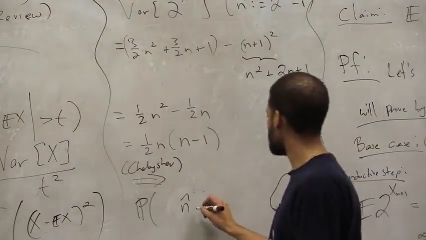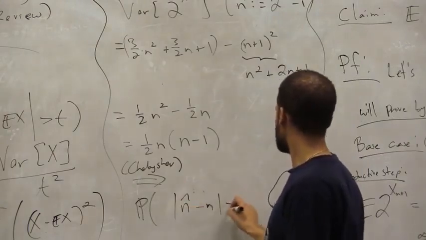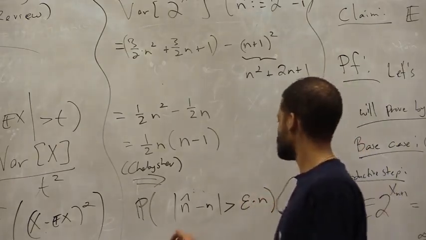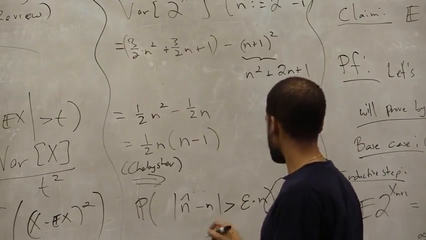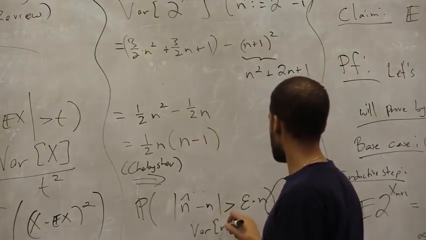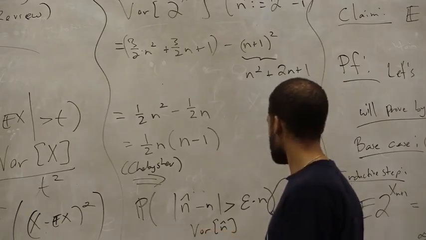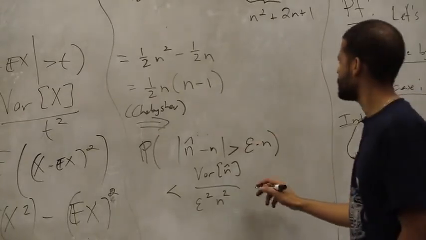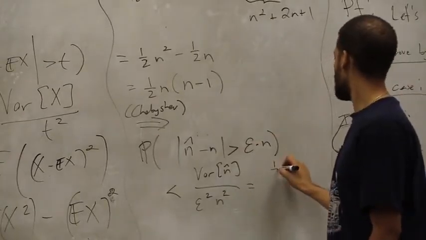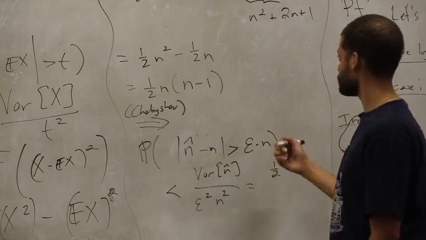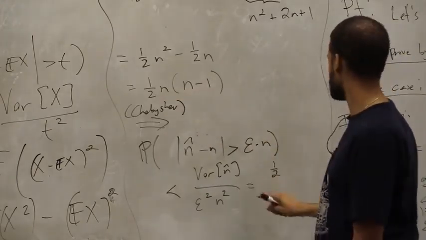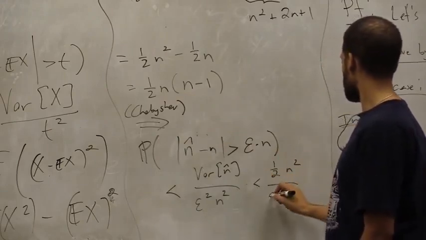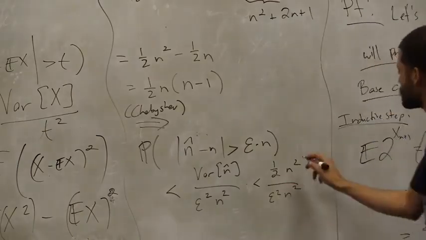So the probability that n hat minus n is bigger than, let's say, epsilon times n is at most the variance of n hat over epsilon squared n squared. And the variance we said over here is less than 1/2 n squared, over epsilon squared n squared. So the n squareds cancel.